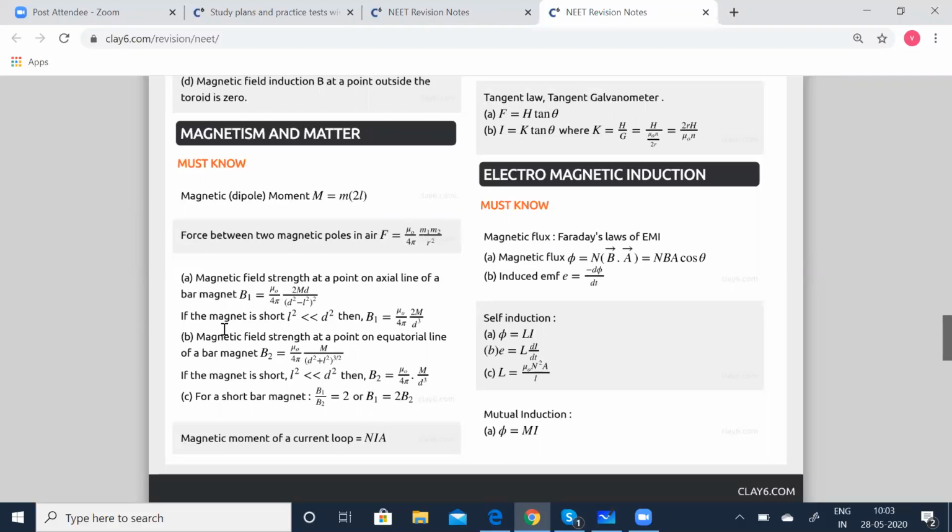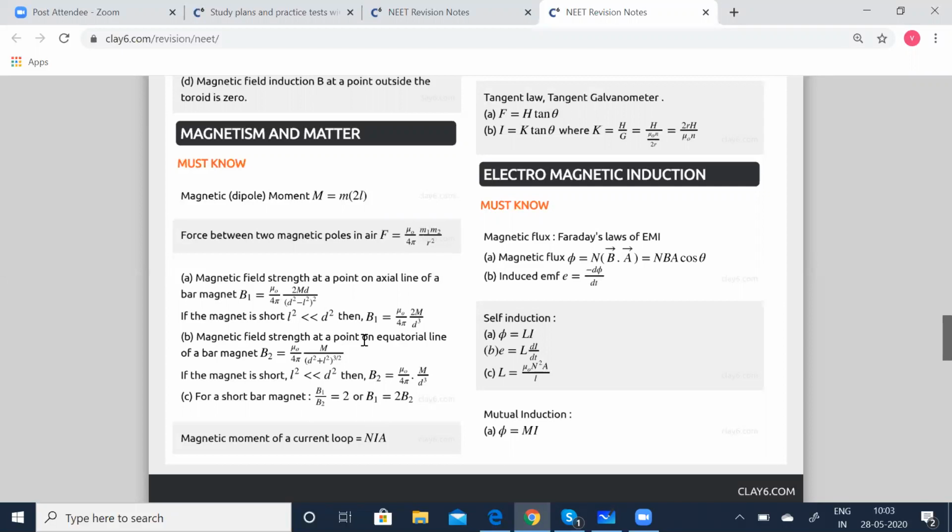If the magnet is short, then L squared is very much lesser than d squared, so we can neglect that. In that case, B1 becomes mu0 by 4 pi into 2M by d cubed. Now listen children, d is the distance at which the point is placed, and L denotes the length of the magnet.